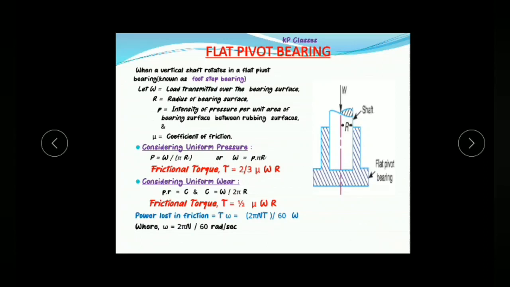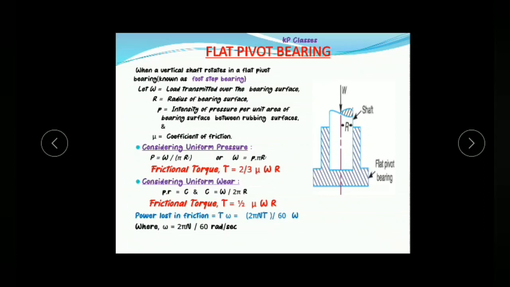For calculation of the frictional torque, we are considering two concepts. One is uniform wear and another is uniform pressure. Considering uniform pressure, P equal to load by area equal to W by pi r square. It implies W equal to P into pi r square. The formula for the frictional torque, T equal to 2 by 3 mu W r. This is in Newton meter.